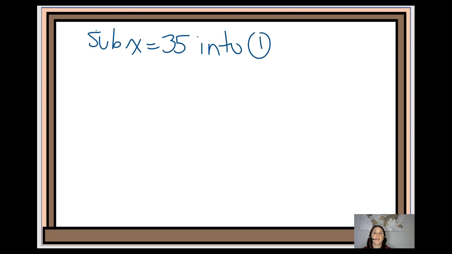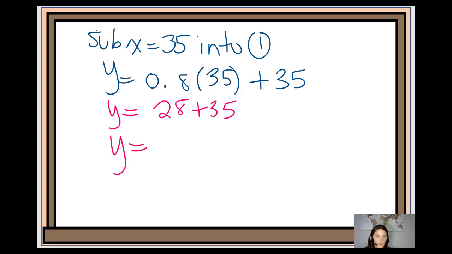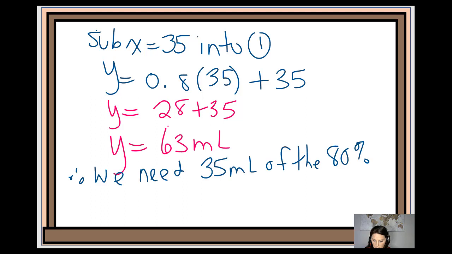Next, we're going to substitute that 35 milliliters into one of the two equations. I'm going to substitute 35 into equation number 1. So y equals 0.8 times 35 plus 35. Let's simplify. y equals 28 plus 35, so y equals 63 milliliters. Let's make our conclusions. We need 35 milliliters of the 80% solution. We weren't required to figure out that y equals 63 milliliters, but we could conclude that we need 63 milliliters of the 50% methane.